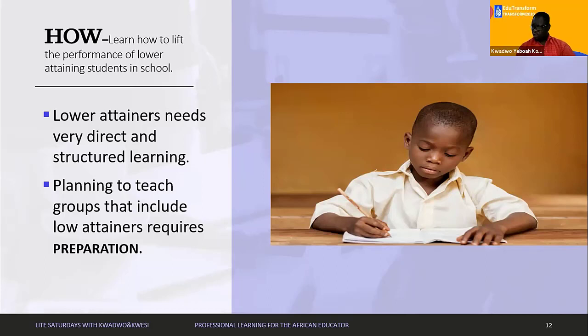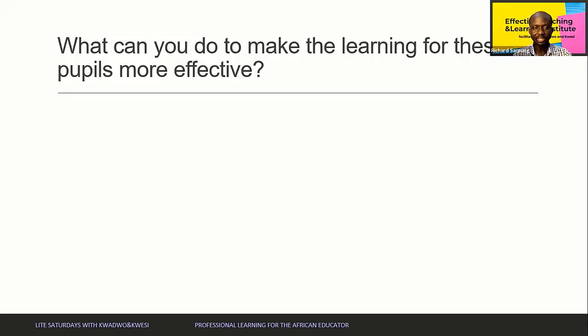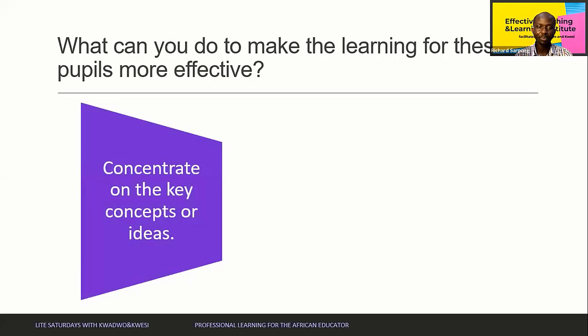Okay. All right. So now that we know that preparation and having structure is key, what else do we need to pay particular attention to so that these lower attainers can also have learning? There are a number of things that we can do to make the learning effective for these categories of students. It's important that we give them the big picture idea.